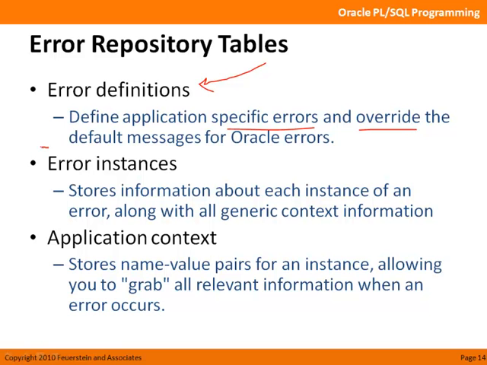The error instances table records information about every instance of an error that occurred. In other words, in an application, when an error is raised and I log it with the error manager, a row of information is sent to the error instances table. Application context allows me to store any number of name-value pairs for a given instance of an error. So in addition to the Oracle generic information, I could say, let's add the name of the company. Let's add the ID for the employee that I was working with. Let's add the salary value that I just computed in a local variable. And it passes it to the back end and saves it there.